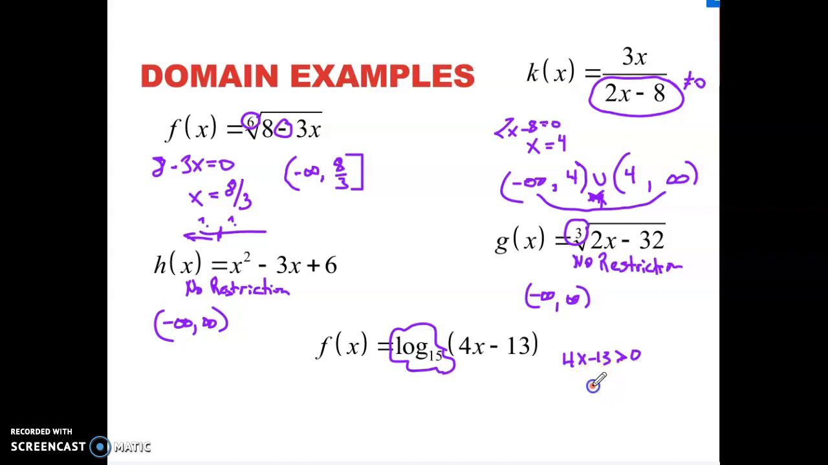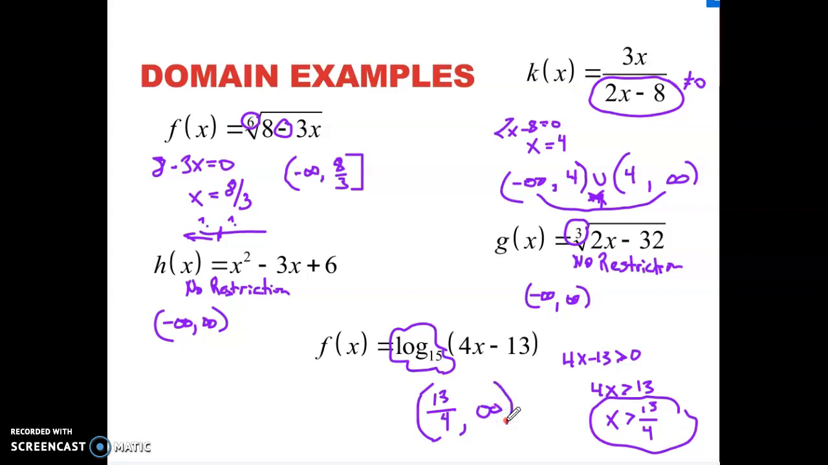So let's bring that 13 over by adding. Let's bring that 4 over by dividing. Don't have to change the inequality around because we're dividing by a positive number. And so we're good to go. There is our answer there. If I put it in my interval notation, let me see what I'm going to have. I'm going to start off with 13/4. I can't use it, so I'm going to use a parentheses, and then we could use everybody bigger, and so that would go to infinity.